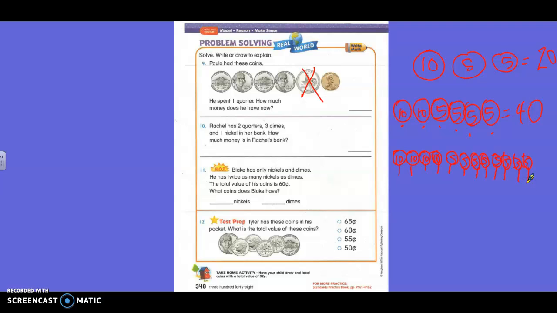How much do we want total though? 60. Oh, so we went over that. That was 80. So now we did 2 dimes. We did 4 dimes. What's in the middle of 2 and 4, Xander? 3. So let's try 3 dimes.